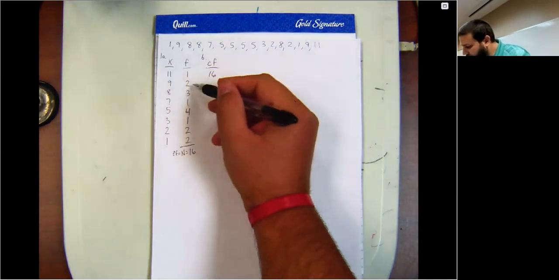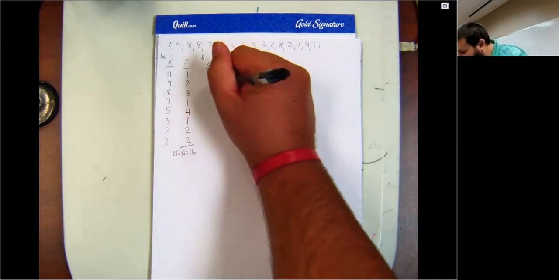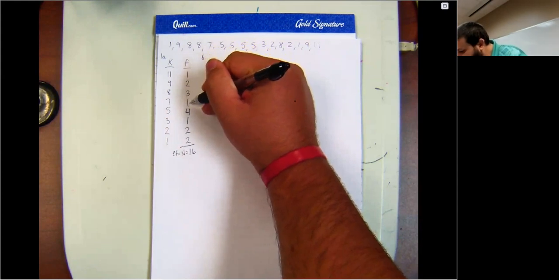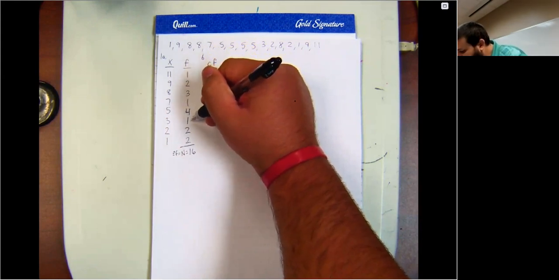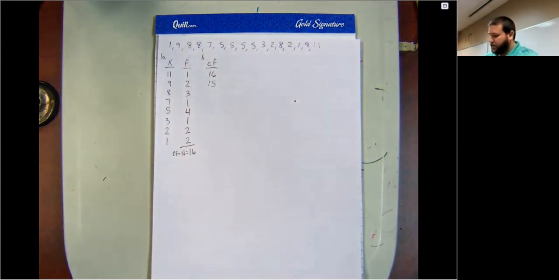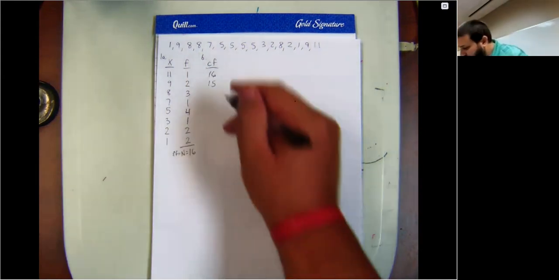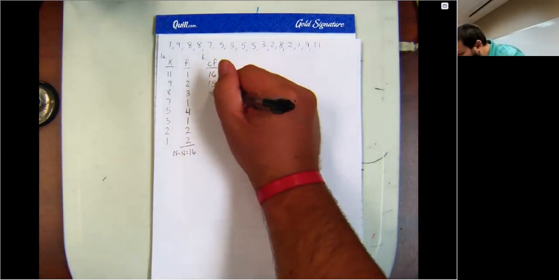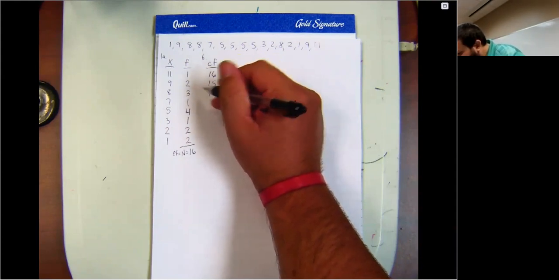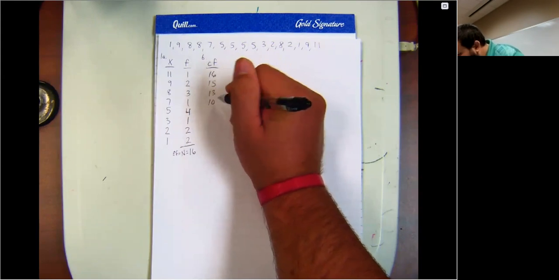How many scored 9 or lower? 16 minus 1 is 15, or we could count down. 2 plus 3 is 5, plus 1 is 6, plus 4 is 10, plus 1 is 11, plus 2 is 13, plus 2 is 15, right? So 15, 9 or lower. 8 or lower, well, 15 minus 2 is 13. How many at 7 or lower? 13 minus 3 is 10.